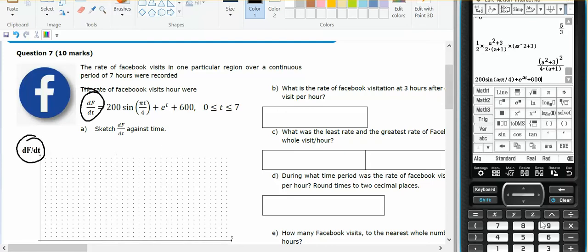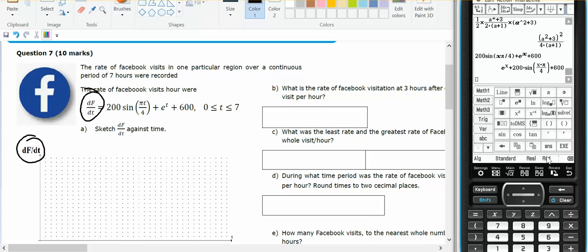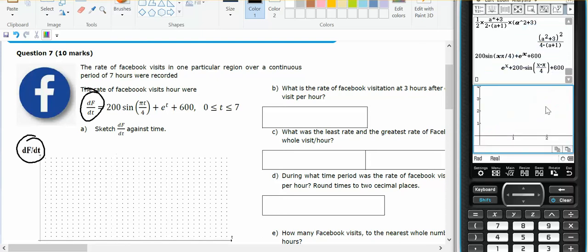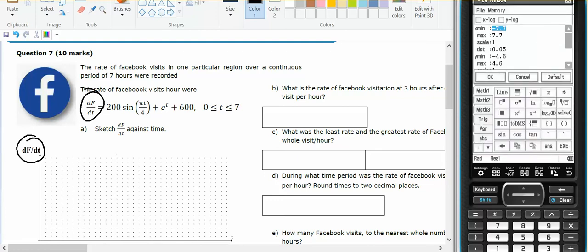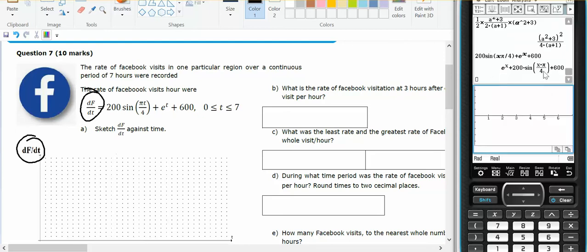Okay, so I've entered it over here. Make sure your calculator is in radians and standard. And I've used X instead of T, so I've got to go from 0 to 7. So I'm going to open up my graphing window, edit, get rid of everything that was previously done, change my window from 0 to 7, go OK, drag and drop, and then do zoom auto.